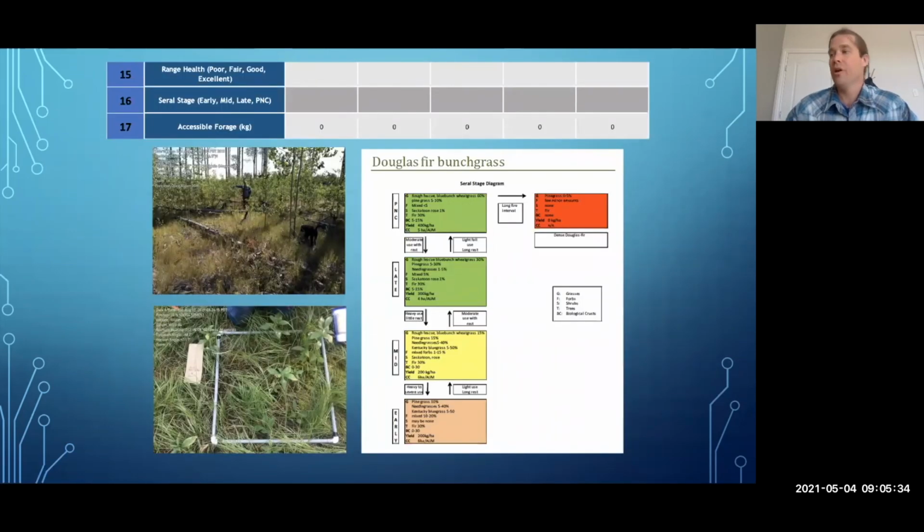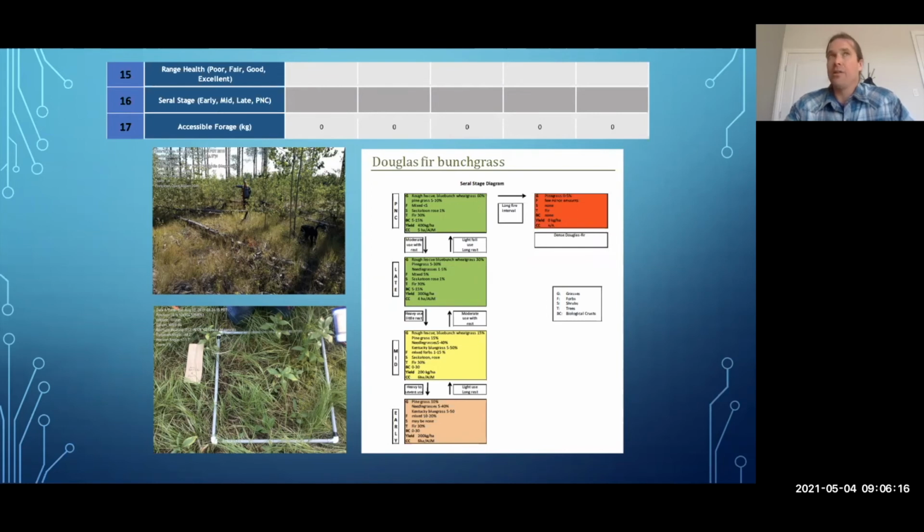Another consideration for calculating the total forage that should be available to livestock is to provide a value for rangeland health and also seral stage. Within rangeland health, generally that describes what our current state of vegetation is compared with the potential vegetation or potential plant community for that site. So it compares it to what would be considered a climax plant community for that site.